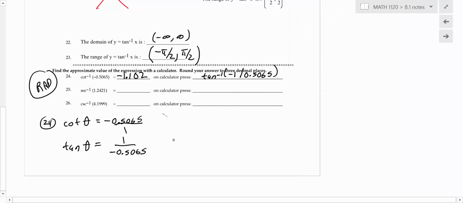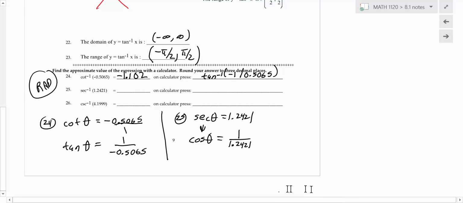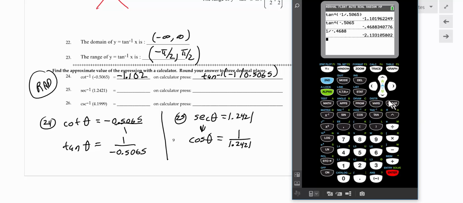Okay, now let's do the next 2 here, because I've kind of shown you how to do this now. So on 25, let's write that as secant theta equals 1.2421 like that. Okay, which trig function is the reciprocal of the secant? The cosine is. So change it into cosine theta equals 1 over 1.2421 like that. And then you'll put this in your calculator like this.